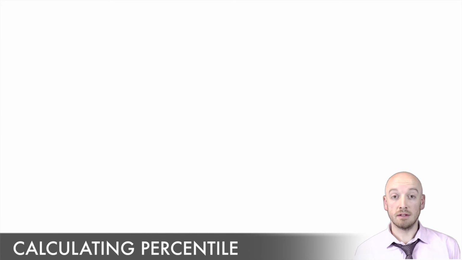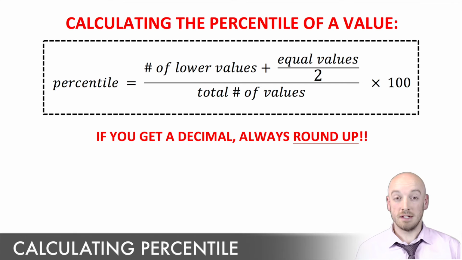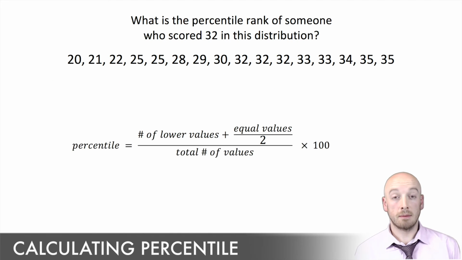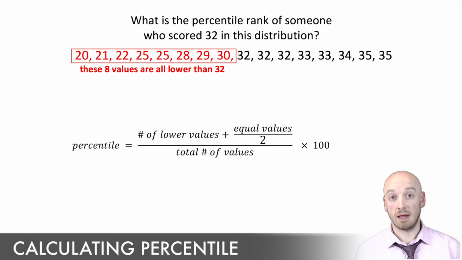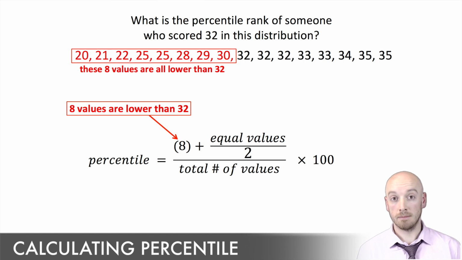Now let's take a look at this formula. As you can see, it's a little bit wordy, but I wanted to make sure that at first glance you understood what I was talking about and where the numbers are coming from. So what I'm going to do here is look at all the values in my list, which are already in ascending order, and count all the ones that are lower than the one I'm being asked about in the question. Once I find out how many scores are lower than the one I'm being asked about, that's the first number I put in my formula right here.